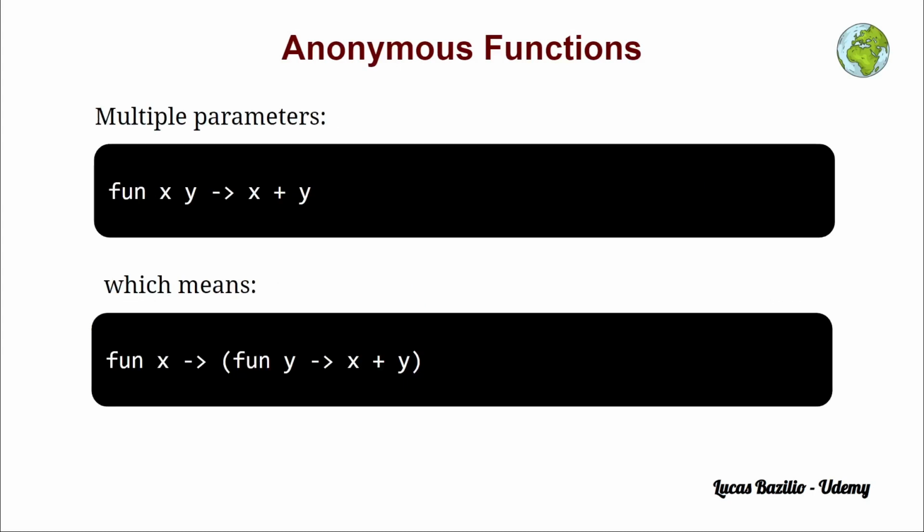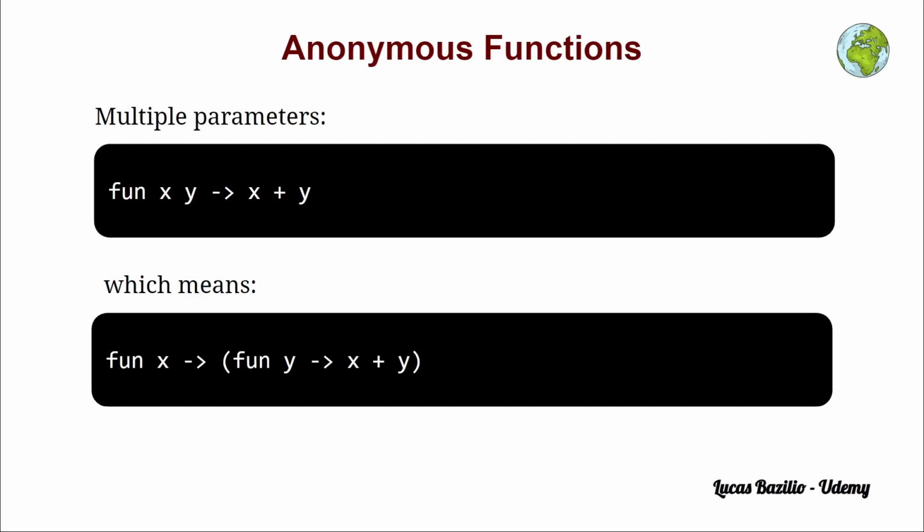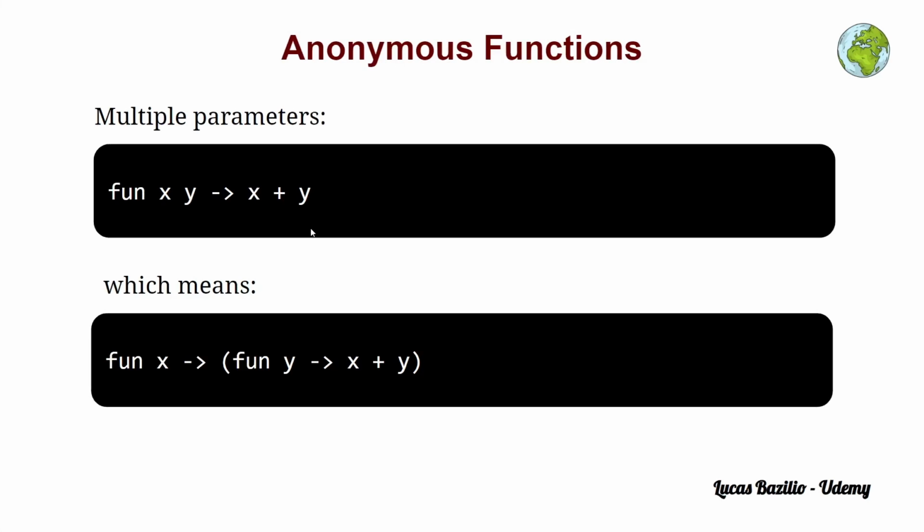We are not limited to having only one parameter in an anonymous function. In fact, we can have many more. For instance, this is an anonymous function, a lambda function, that receives 2 input parameters. We have 2 arguments in the input, x and y, and it returns the sum of them.